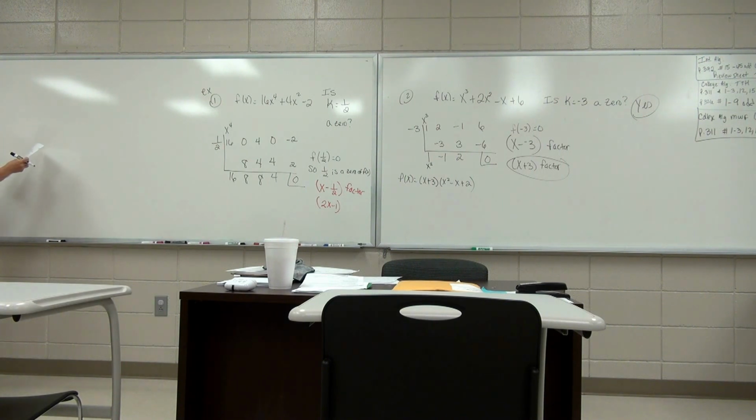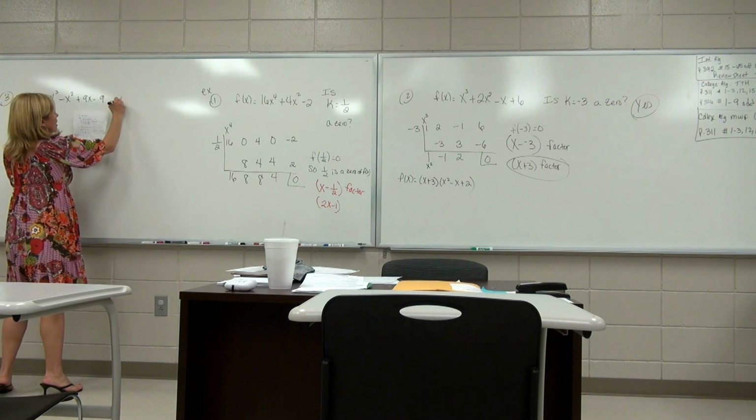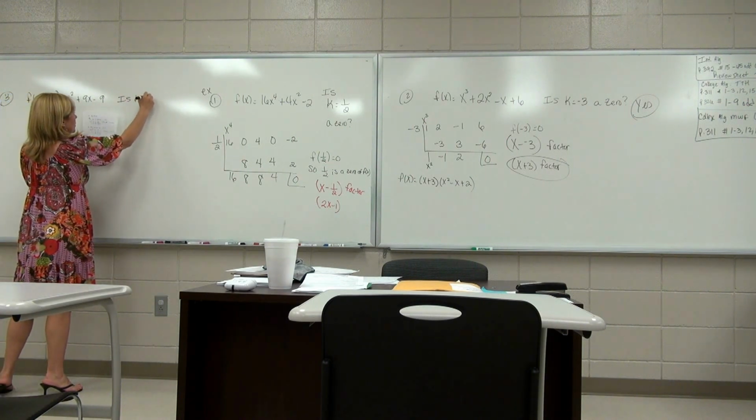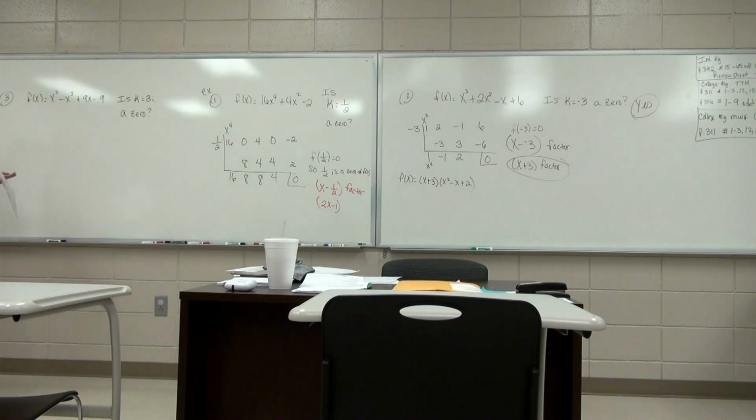If you're given number 3, f of x is equal to x cubed minus x squared plus 9x minus 9, and you want to know is k equal 3i a 0. These are going to be your least favorite. Now it's going to work just like these other ones. If my remainder is 0, your answer will be yes, and x minus 3i is a factor. But you've got to remember how to multiply and add complex numbers.